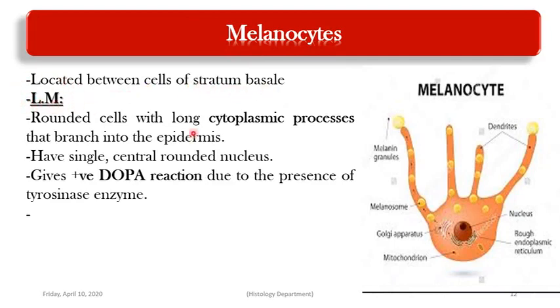By light microscope, it appears with a rounded cell body, and cytoplasmic processes arise from the cell body. These cytoplasmic processes branch in between the keratinocytes. It has a central vesicular rounded nucleus. Its cytoplasm contains the tyrosinase enzyme. This enzyme is responsible for the formation of melanin pigment, so it is positive for the Dopa reaction. The Dopa reaction is a reaction that proves the presence of tyrosinase enzyme.